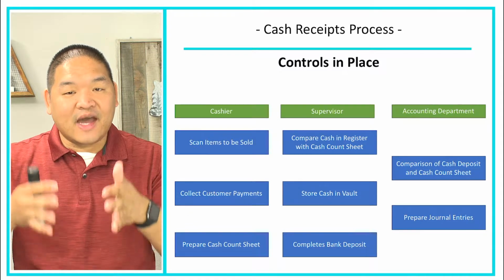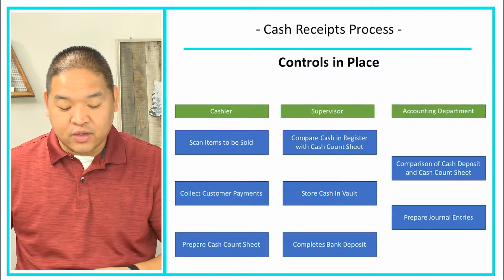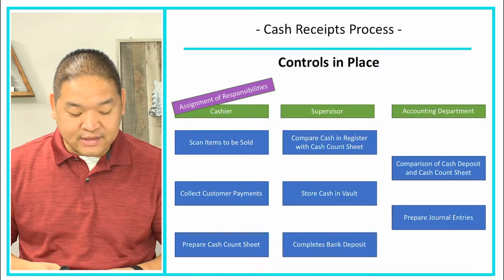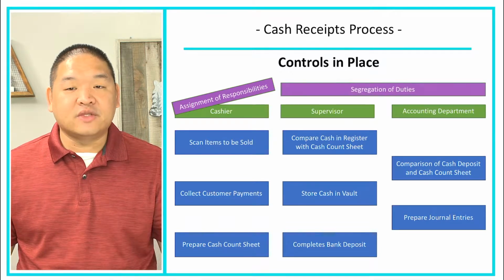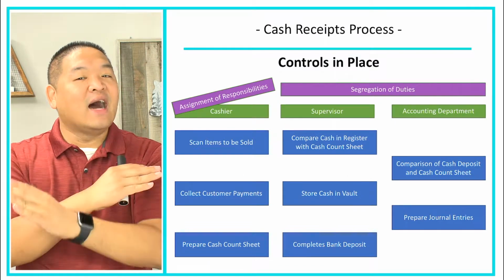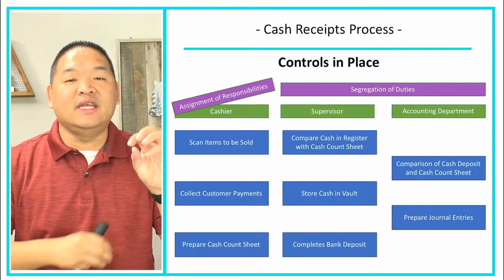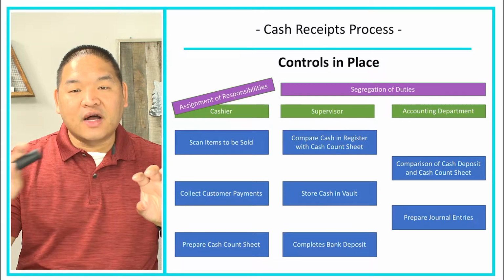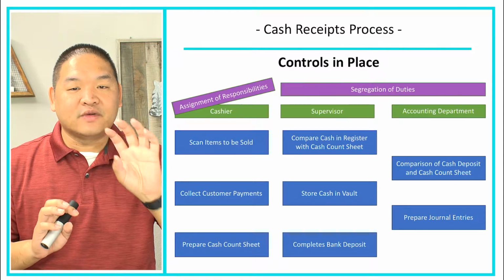So we've identified who is responsible for these. That is the assignment of responsibility that we talked about a few lessons ago. And we also have segregation of duties. So this entire activity, not one person has custody of the entire activity. Each person or each department here has a different part of this activity. They've got responsibility for different tasks.